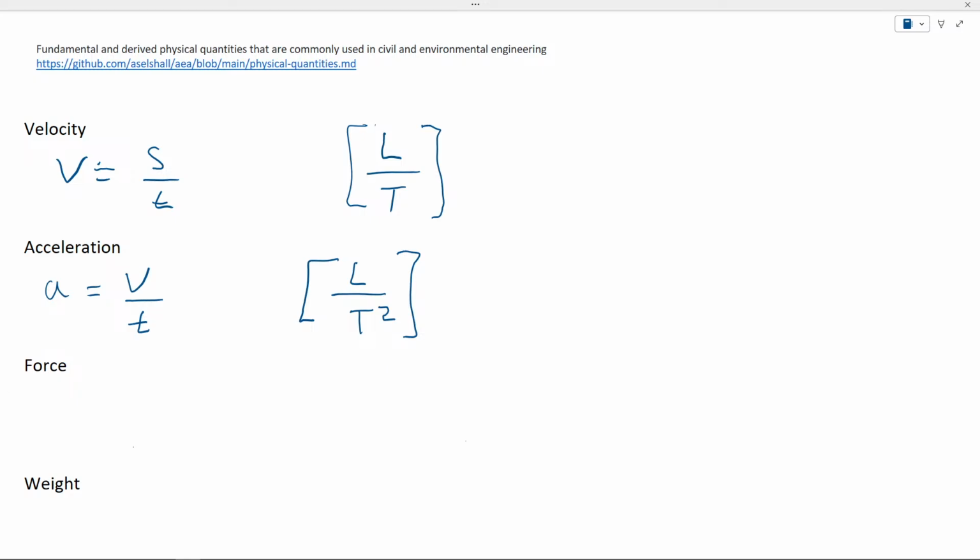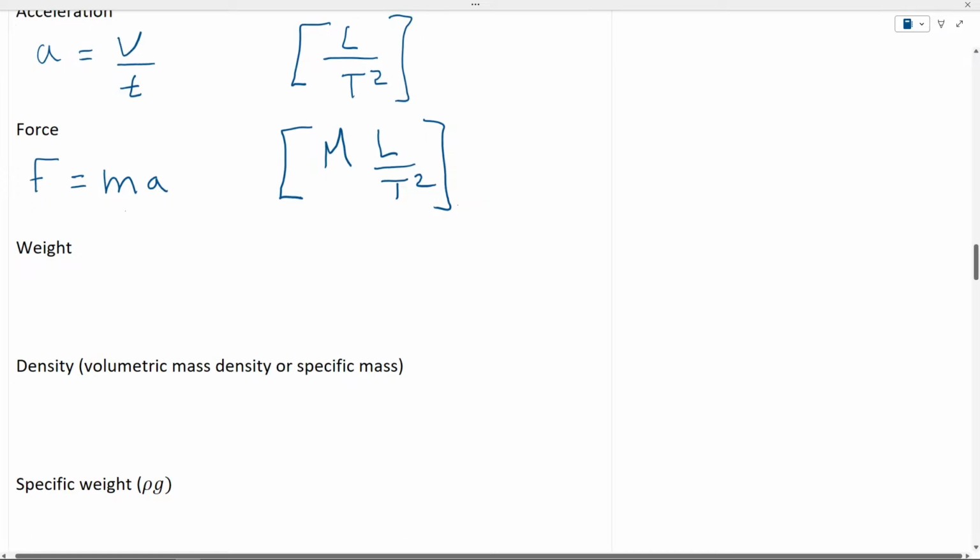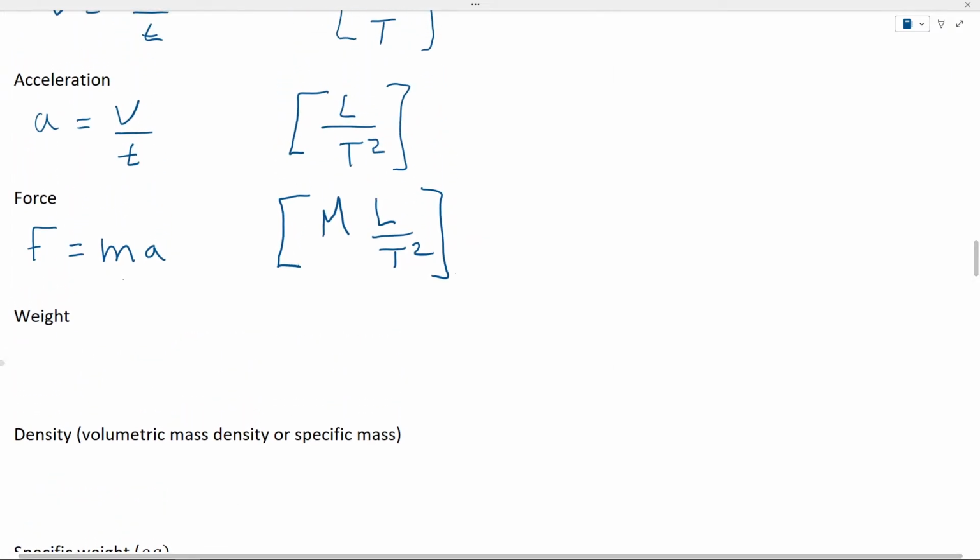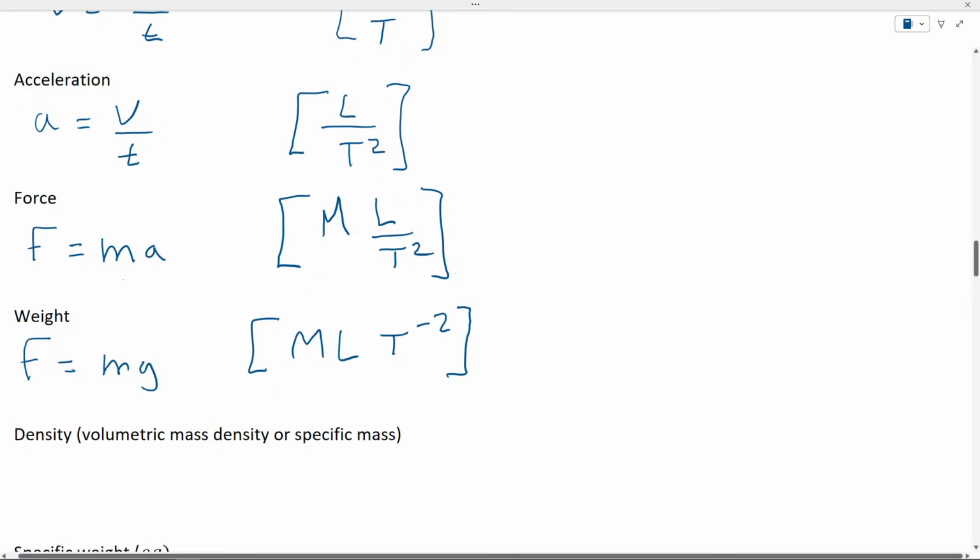Force is mass times acceleration. So what would be the dimension of force? It would be mass, m, times acceleration, L over t squared. Weight is mg, the same: mass times acceleration due to gravity. So that would be the same, m L t minus 2, same as this one here.